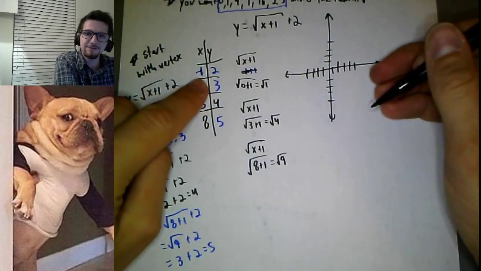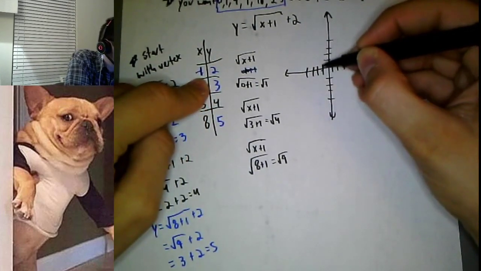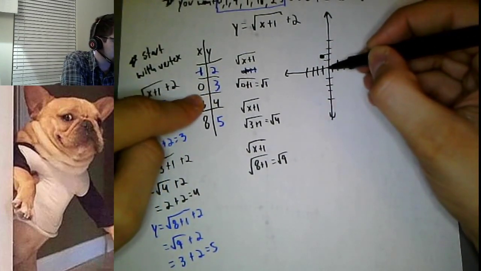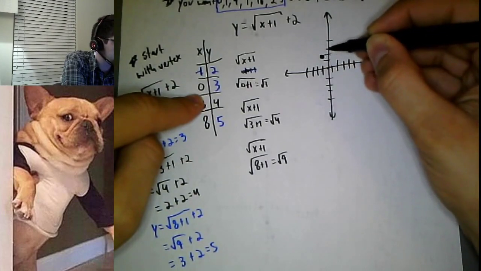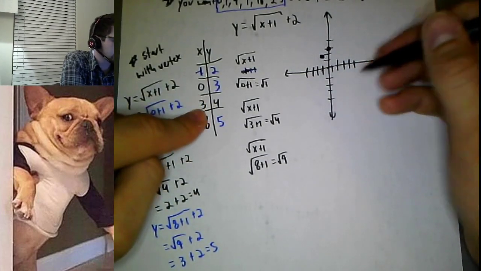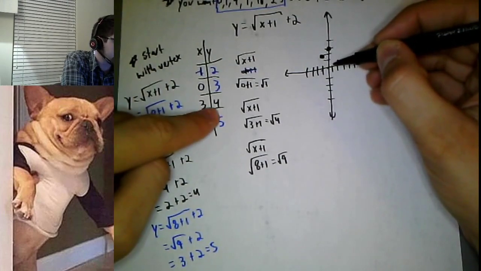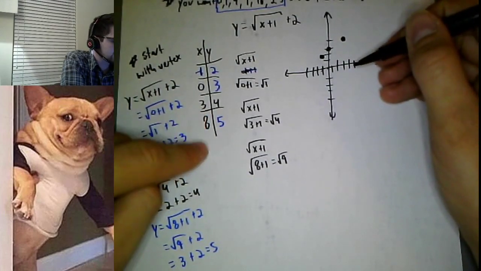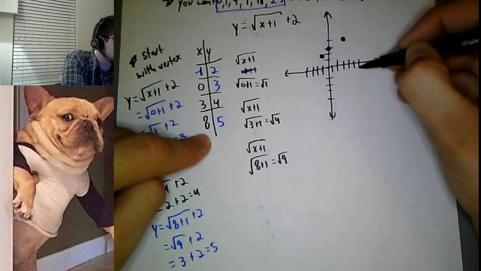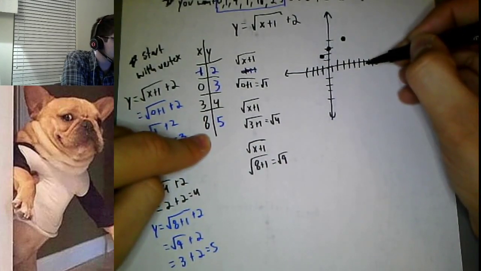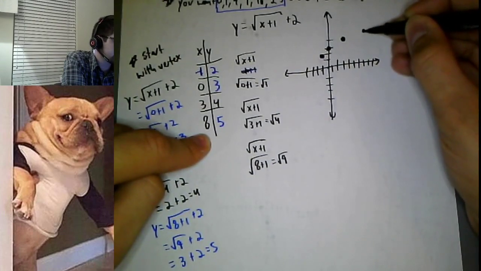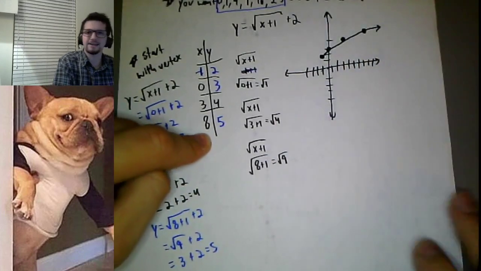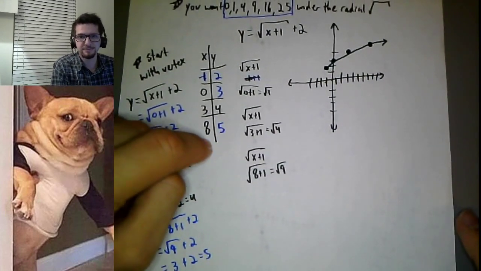My first point is left 1, up 2. My second point is stay put, up 3. Third point, go right 3 and then up 4. Last point is go over 8. Oh, wow. I need to go pretty far. Go over 8, go up 5. So, when I trace this, I end up with that dorky little shape.